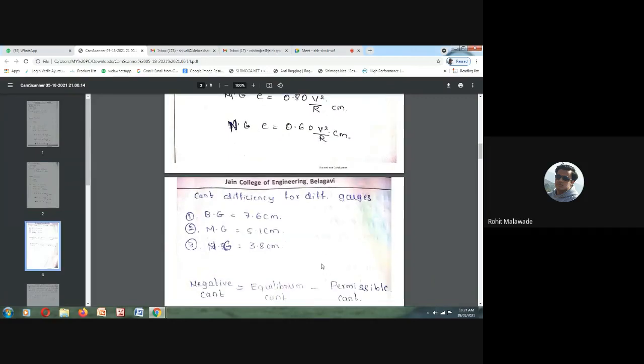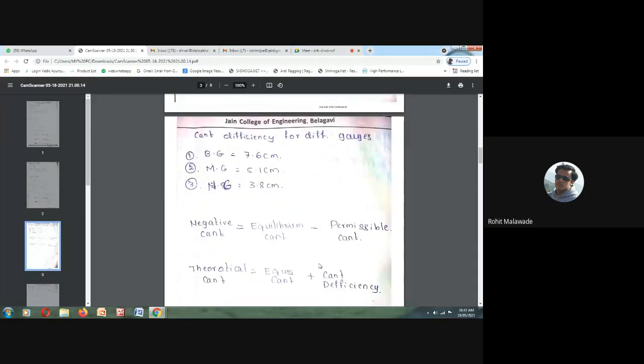Now, the maximum permissible cant deficiency. I have told what cant deficiency is in the previous class. According to the Indian Railways, they have fixed the maximum cant deficiency that can be provided for the various gauges. For broad gauge it is 7.6 centimeter, for meter gauge it is 5.1 centimeter, and for narrow gauge it is 3.8 centimeter.